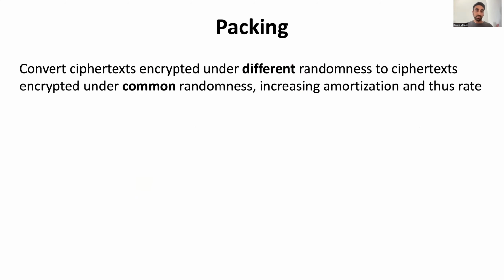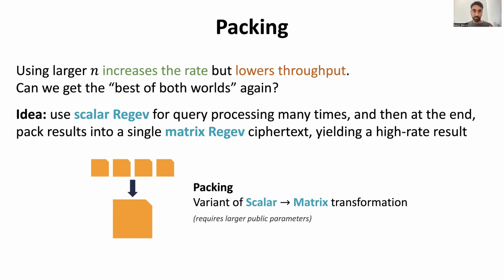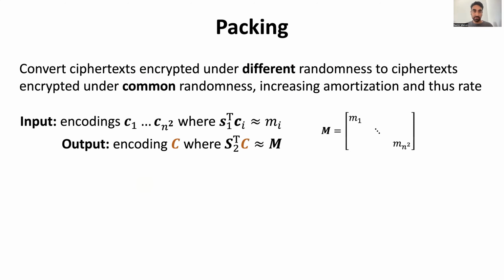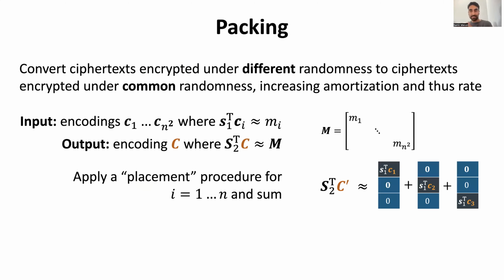So we actually show you can use this. We construct another transformation called packing, where we take many scalar encodings and pack them into a matrix one. This is different than taking a scalar encoding and getting an identity matrix encoding times that scalar. So this is similar, but not the same.